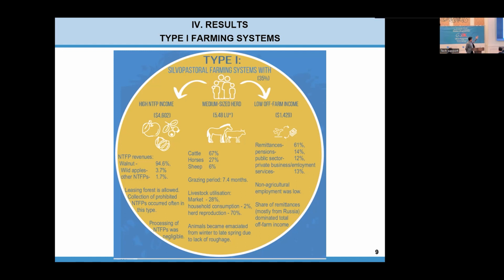So more than 90% of income was from walnuts, and the remaining part came from selling other NTFPs. In this type, they had a medium-sized herd, which amounted to 5.5 livestock units per family or farm household. So cattle dominated.